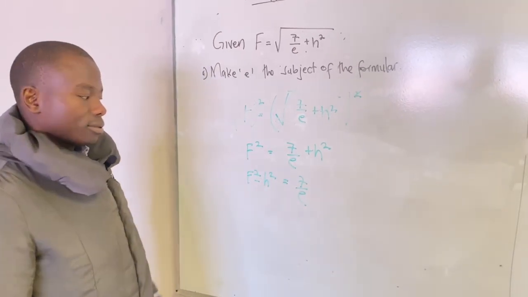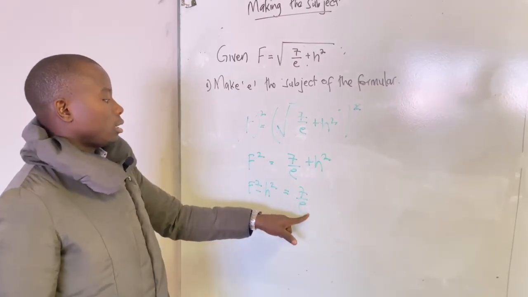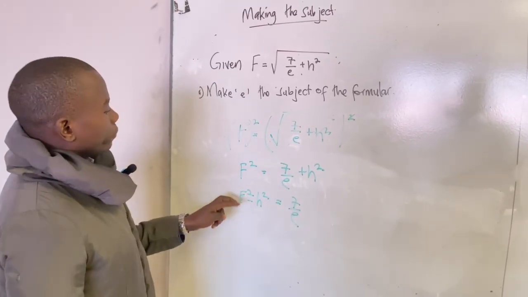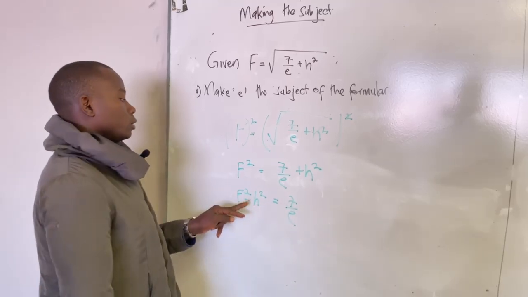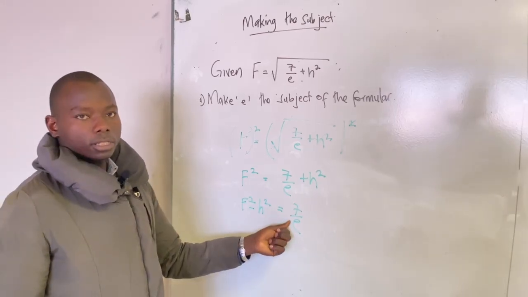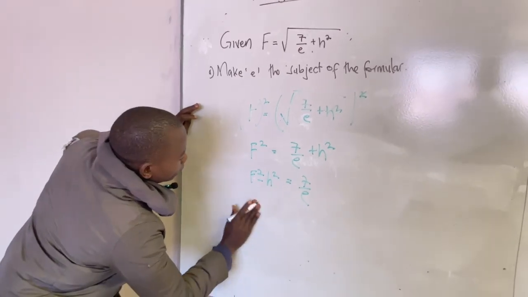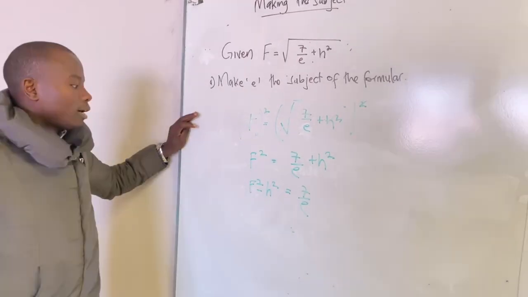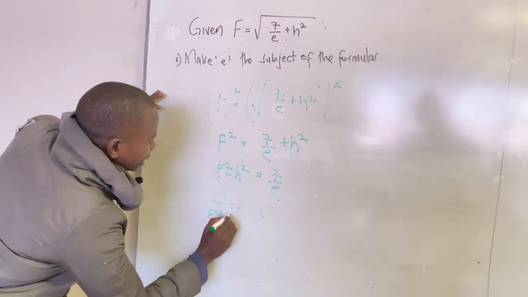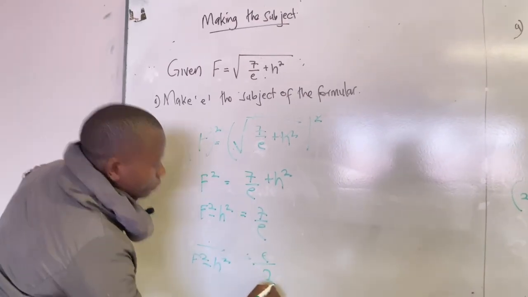Now, if we have this, what are we going to do? This is somewhat tricky, because if we want to make e the subject, we remember we want to have e as the subject. You know what we do? We can first have 1 over f squared minus h squared will equal to e over 7.